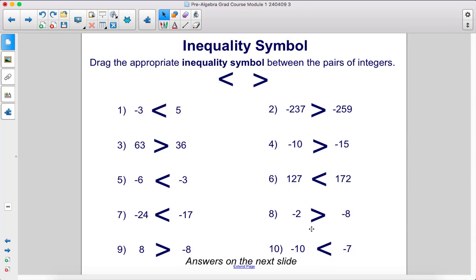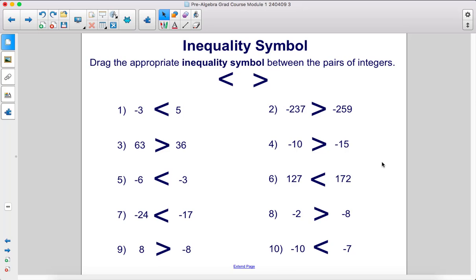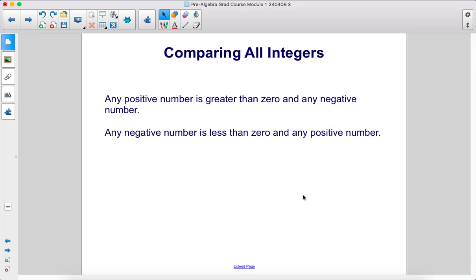Every time I go to do this, I just think which one's smaller, and then you put the pointy end at the smaller number. And here are all the answers. Any positive number is greater than 0 and is greater than any negative number. Any negative number is less than 0 and is less than any positive number.